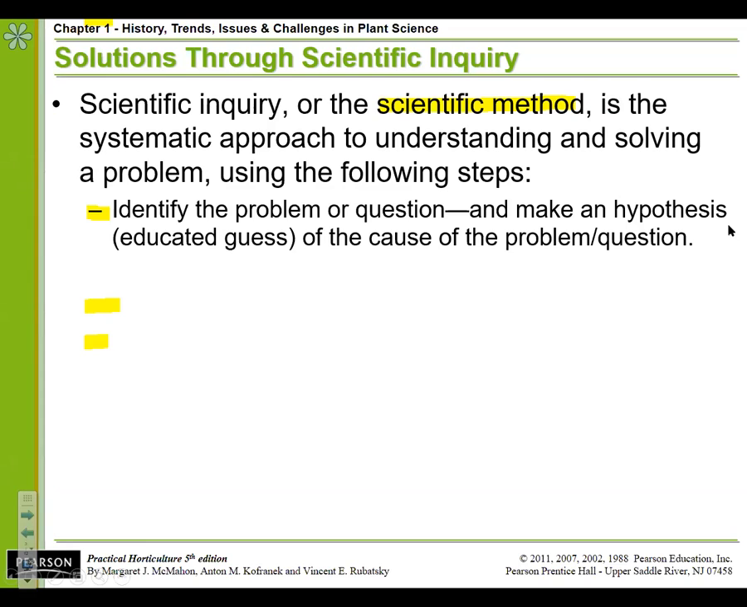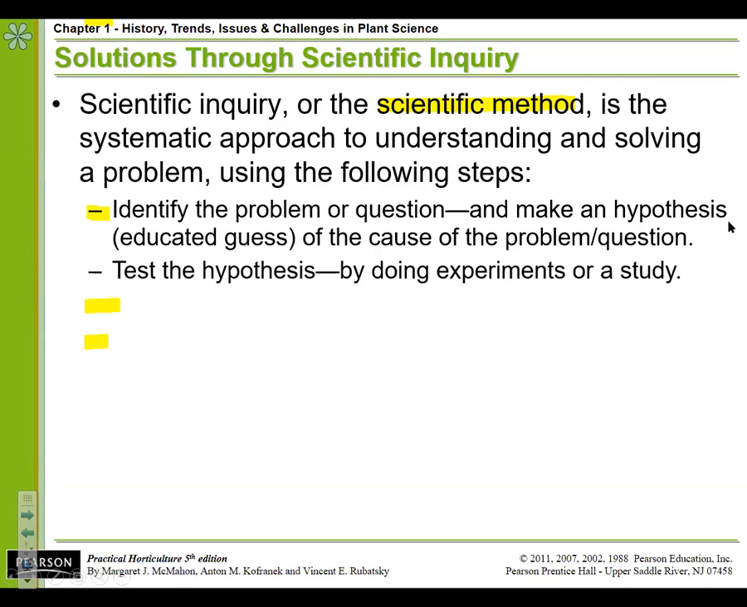And generally, we try to make the hypothesis, this educated guess, something that can be provable through experimentation. So the next step is to test that hypothesis by doing some sort of experimentation or study. In some cases, we might be able to just look through other people's research to answer that question. Maybe they've already done experimentation to establish whether that problem or question is solvable. And anyway, then we'll check and interpret the results.